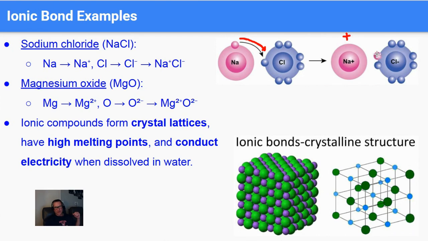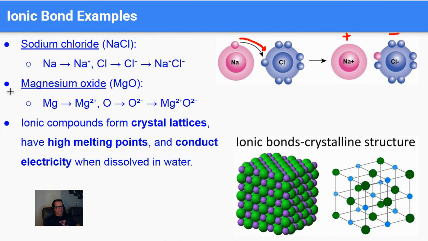Chlorine, since it took an electron from sodium, is now going to have 1 more electron than it has protons, because the number of protons doesn't change. It just added 1 electron. So it's now going to have a negative charge. It's going to be an anion, a chloride ion. We should know by now, opposites attract. So the positive sodium and the negative chloride ion are going to bond together, making an ionic bond.